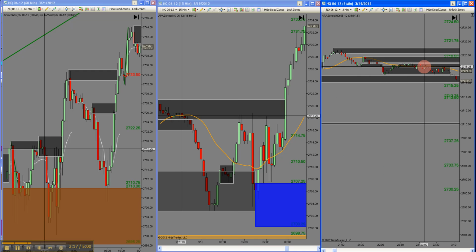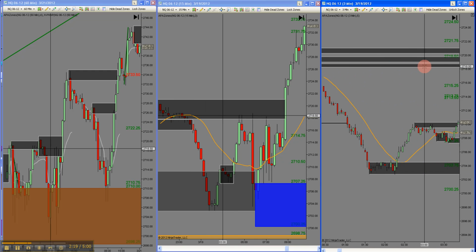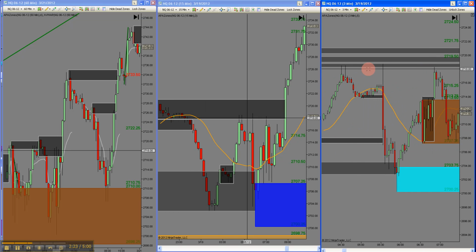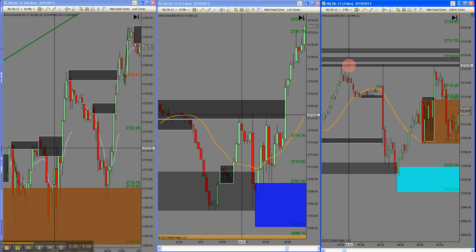You can see how it ranged here and then it dropped away, and the retests were all retests of the smaller zone. Now obviously there were 3 zones inside this 60-minute level. On the 3-minute time frame, compared to the hour, or compared to the 15, it looks like one zone.